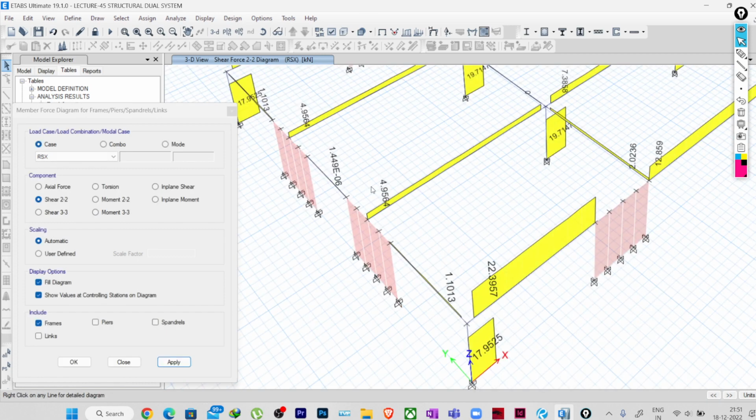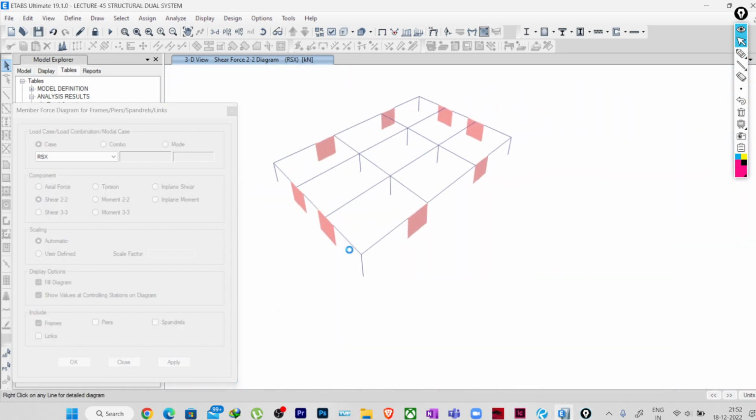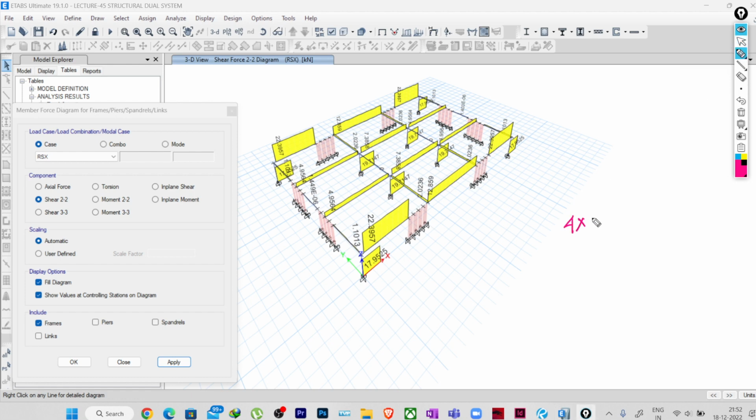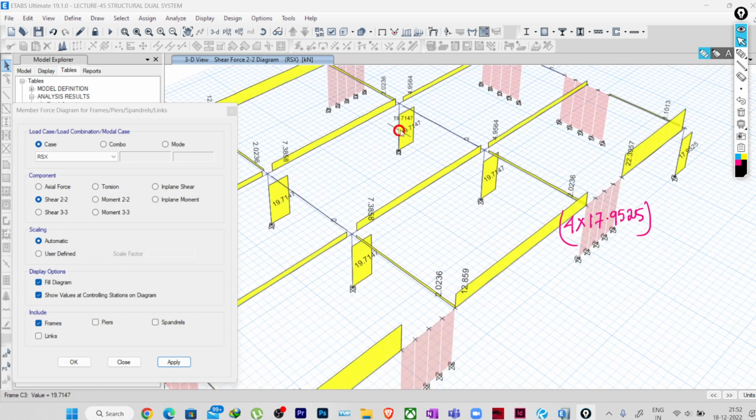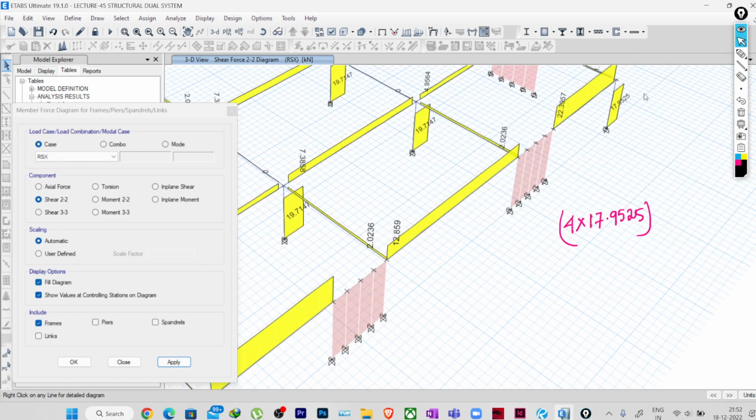17.9525, four columns. So that means if I just write it here, let me, okay, so four multiplied by 17.9525, okay, like these four columns, 1, 2, 3, and 4, okay, and the other columns, if you see, these four columns in between, you can see it is 19.7147. Okay, so plus 4 multiplied by 19.7147. Okay, so what will be the answer here?